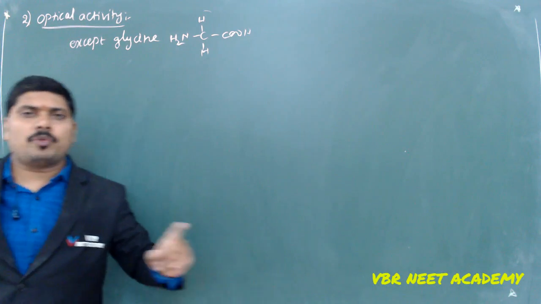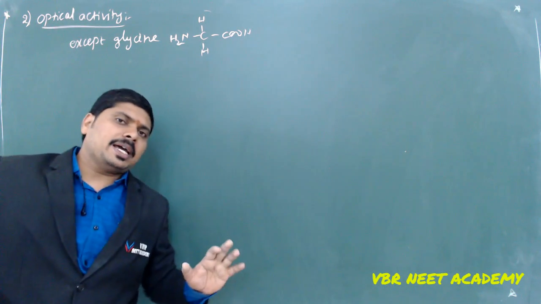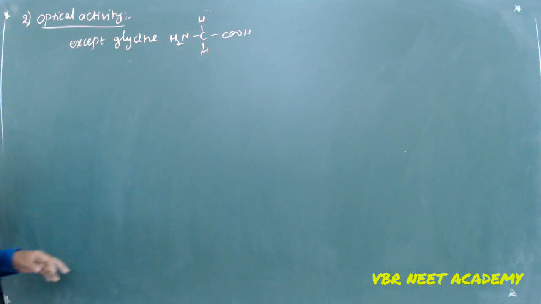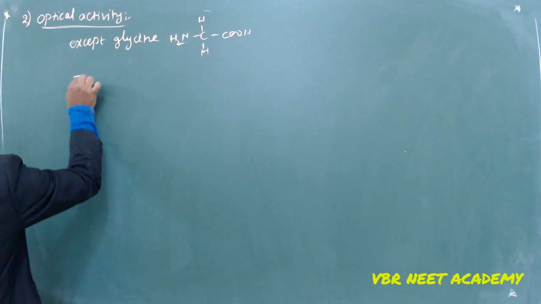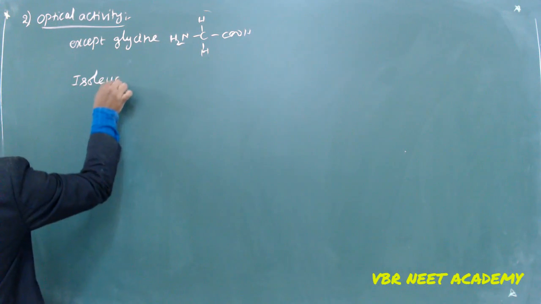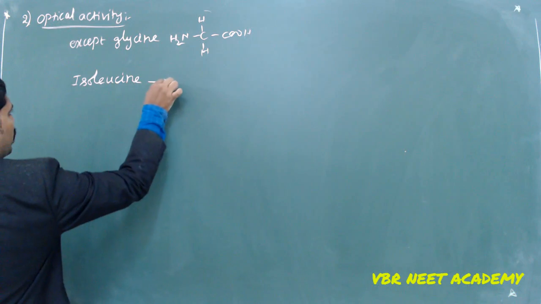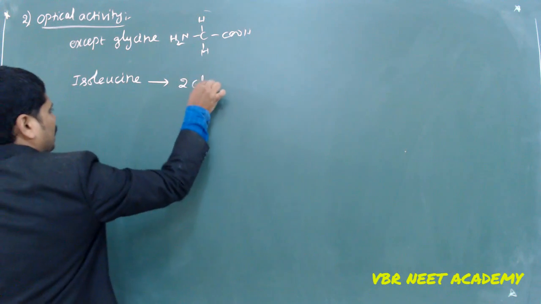At least you can have one D and one L. Which amino acid is going to show the most optical isomers? It is isoleucine, which has two chiral carbons.